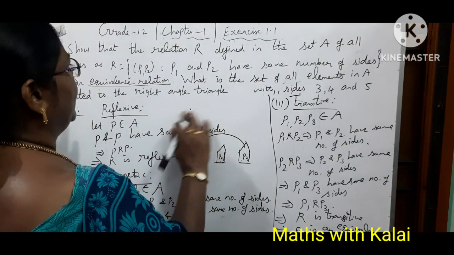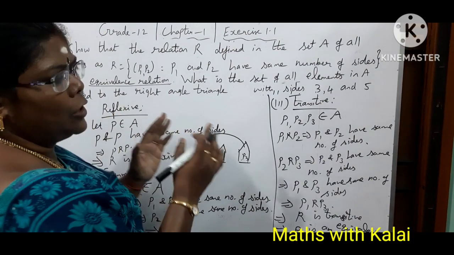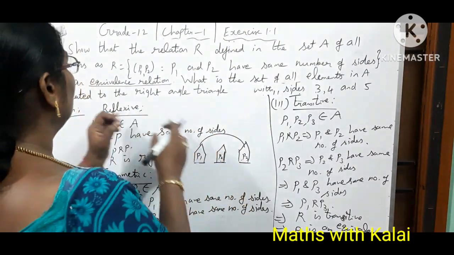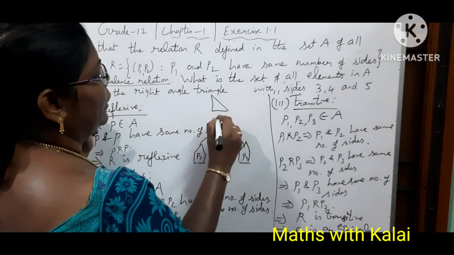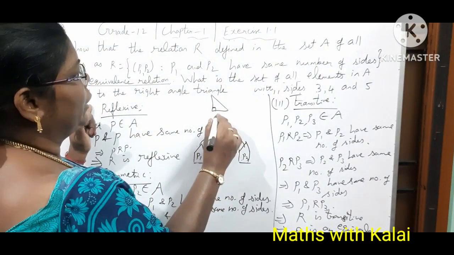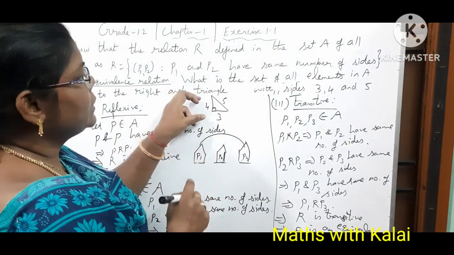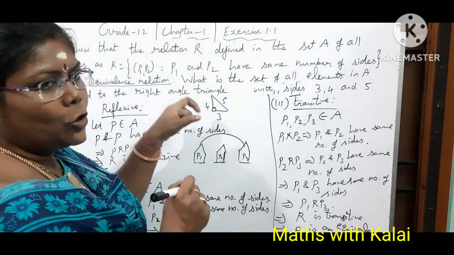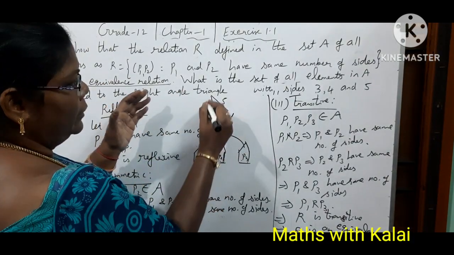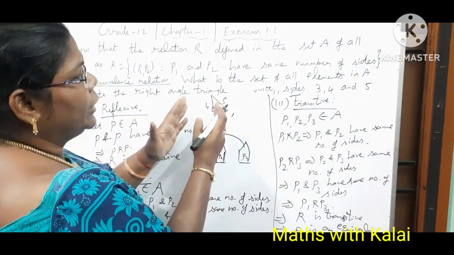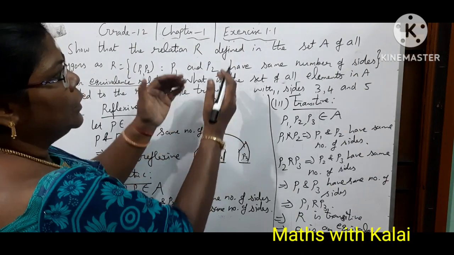Now coming to the second part, what is asked? What is the set of all elements in A related to the right angle triangle with sides 3, 4, 5? A consists of the set of all polygons that we know. One right angle triangle is given, with a 90 degree angle. 3, 4, 5 are the sides of a right angle triangle. This is one of the polygons, actually one triangle T. What can be taken along with this T so that the ordered pair of those two will be related in the set R?